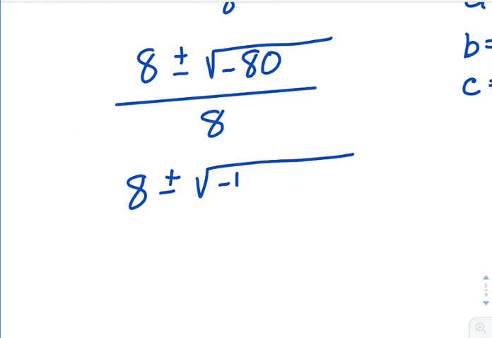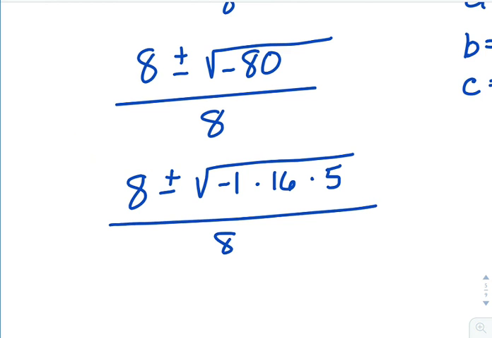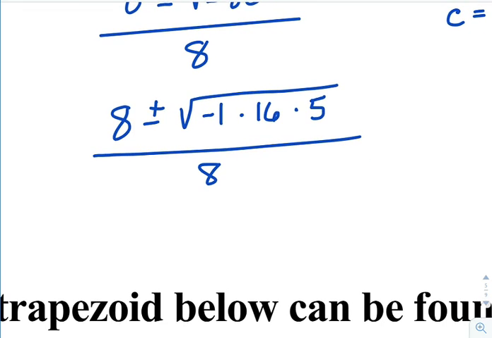negative 1 times 16 times 5. 80 is divisible by 16. That's the highest perfect square that goes into 80 is 16. 4 goes into 80, but another 4 goes into 80 as well. So that's it. All right, now let's break this down. If you have the square root of negative 1, that comes out as i.